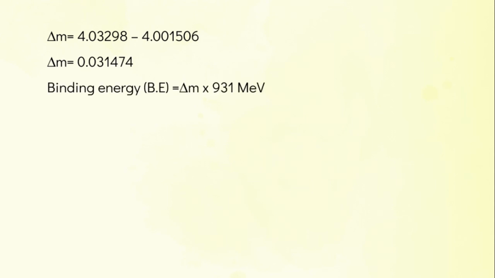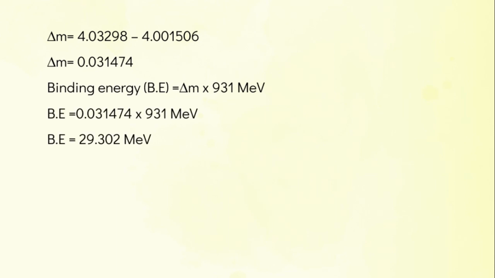Before that we have to find the binding energy. In order to find the binding energy, we have to multiply the mass defect by 931 million electron volt, because one universal atomic mass unit is given in the question as 931 million electron volt. So the binding energy we get here is 29.302 million electron volt. Now we have to find what the question is asking.